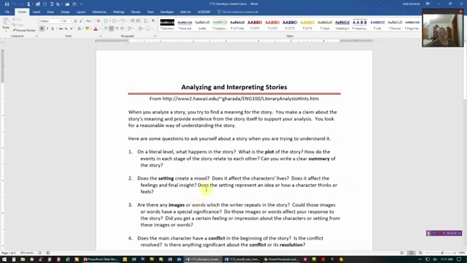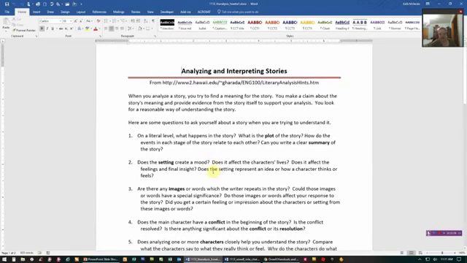The analyzing and interpreting stories. This handout, I did not write this. I found this and I thought, well, this actually works great. Why repeat it myself? This kind of looks at some of the different things that you're going to break down in the story and look at to maybe figure out what's going on.